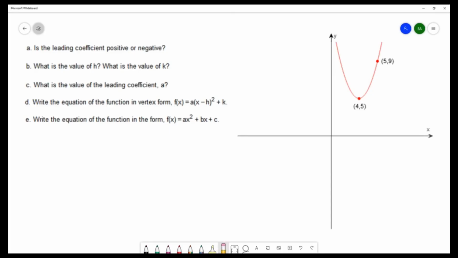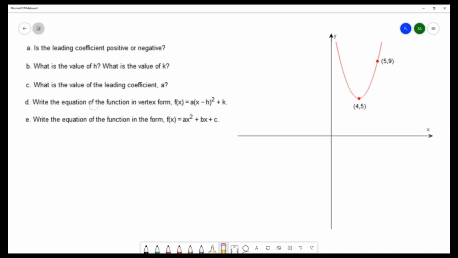For this question, we have a picture of a quadratic function on the right, and we have some questions about this quadratic function. We want to know, is the leading coefficient positive or negative? What is the value of h? What is the value of k? What is the value of the leading coefficient a?